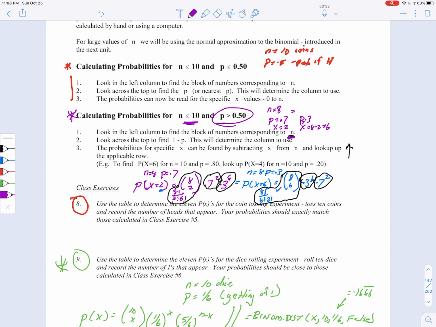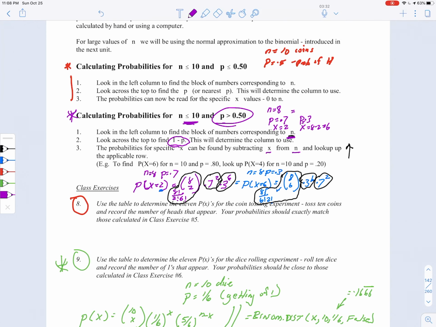So what we do is we're going to go to the tables and we're going to look for the n. And then we're going to go to the top and we're going to look for 1 minus p. So if we're looking for 0.8, we would actually go to the 0.2 column. And then what you do is you subtract the x from n and you look those values up in the particular column.